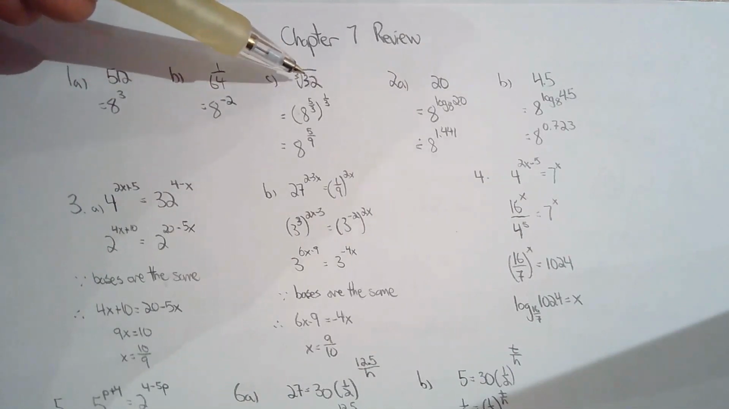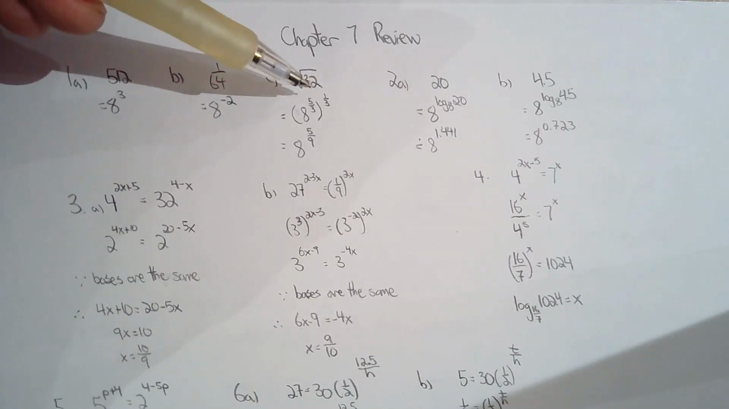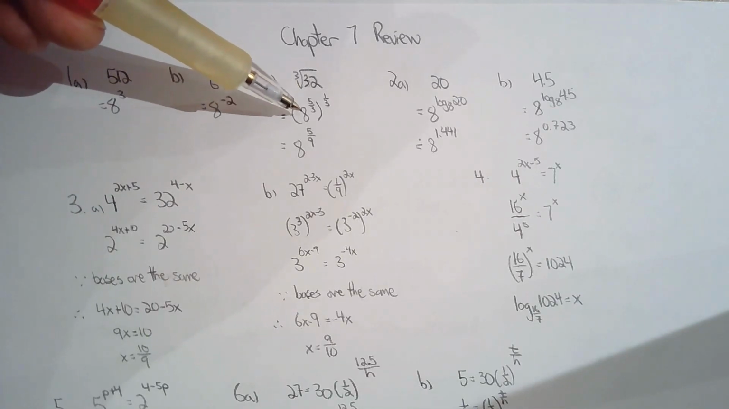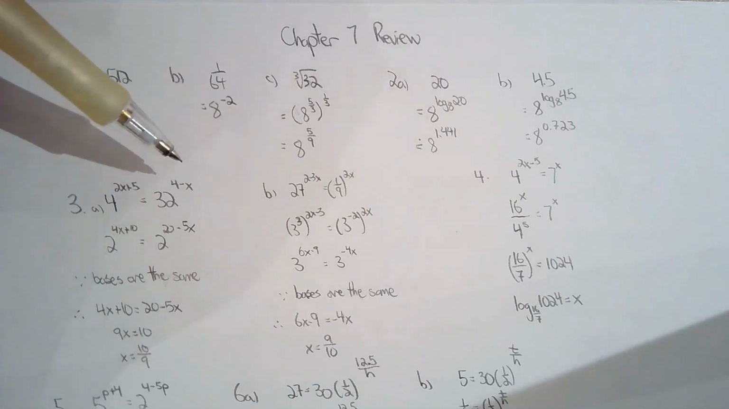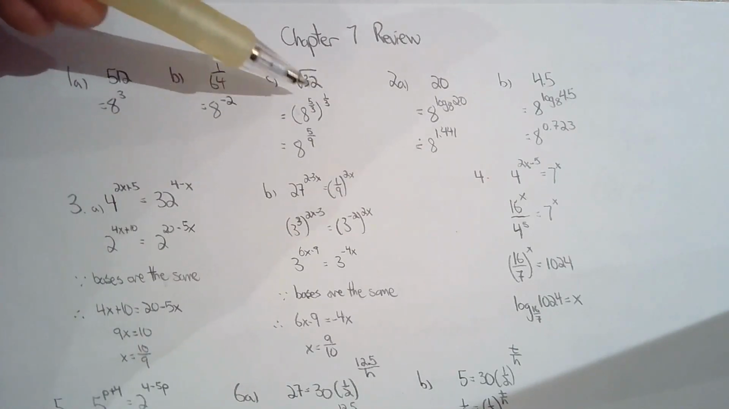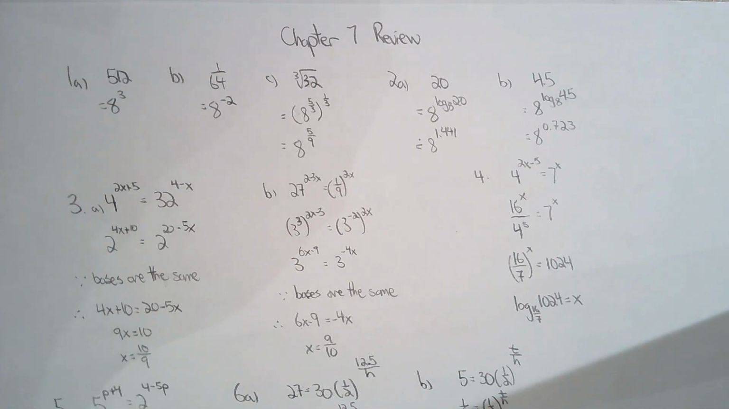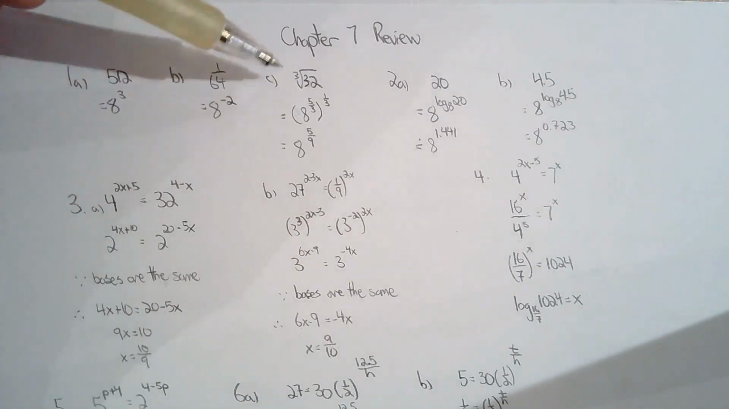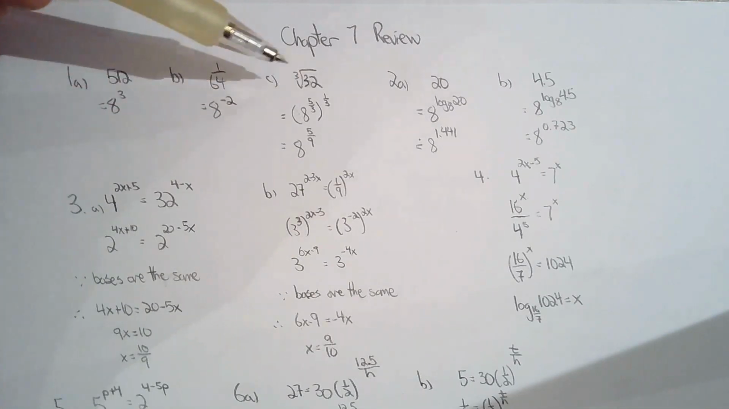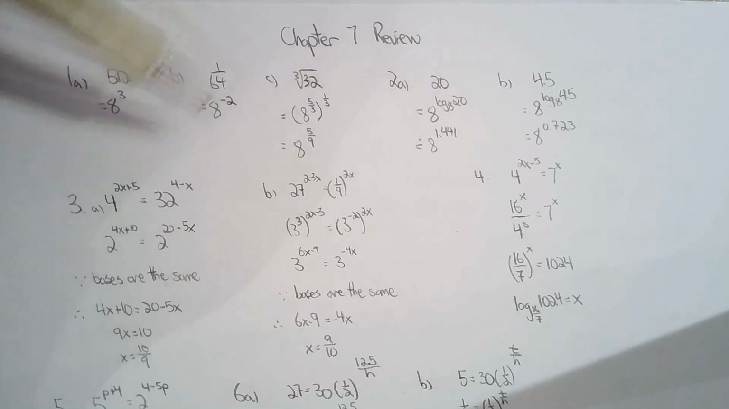But for 1c, 32, if you want to express 32 as a base of 8, you need to be a little creative. So the cube root of 8 is 2, and 2 to the power of 5 is 32. So that's why 8 to the power of 5 over 3 is exactly the same as 32. So as long as you know your powers of 2, 3, 4, 5, 6, 7, 8, 9, 10 for this unit, you should be okay with these kinds of questions.